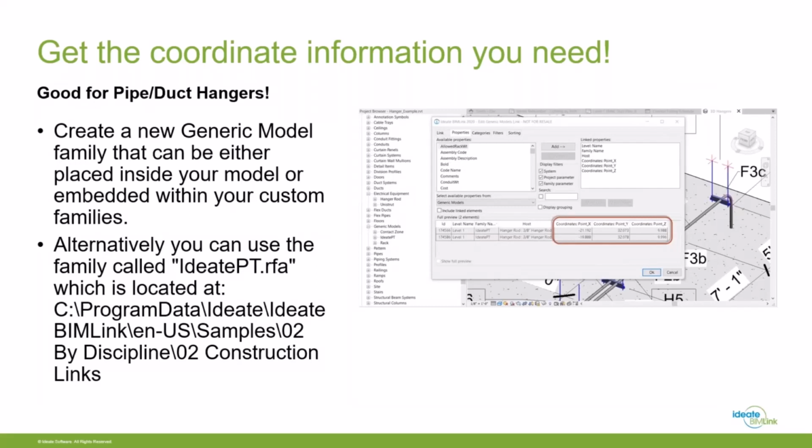And I know it's kind of a long folder name, but under C, Program Data, ID8 BIMLink, under the Samples Construction links, there is something called ID8 PT for point.rfa. You can then place that point either on pile caps or on hangers, like in the image you see, and then it will report the X, Y, and Z location from that. Especially with piles, structural pile systems, pile caps, and these hangers, it's hard to get the actual X, Y, and Z coordinates extracted from your Revit model, but this is a great way for you to be able to do that.